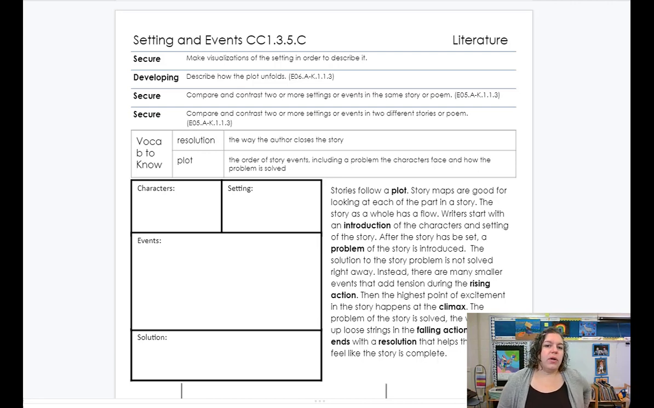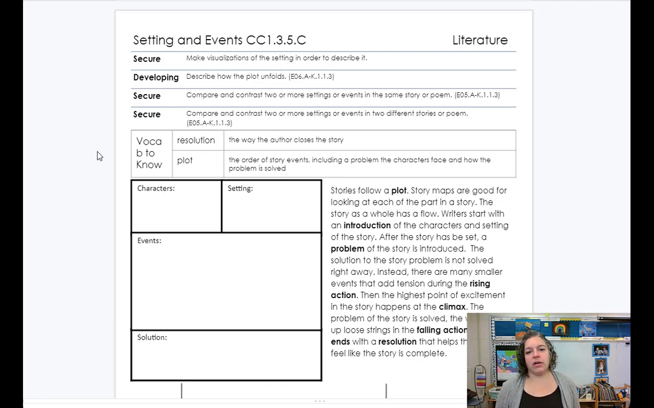We're developing the skill of describing how the plot unfolds, so being able to say how events then build on each other. But then you need to be able to compare and contrast two or more settings in the same story or poem, and compare or contrast two or more settings or events in different stories or poems.